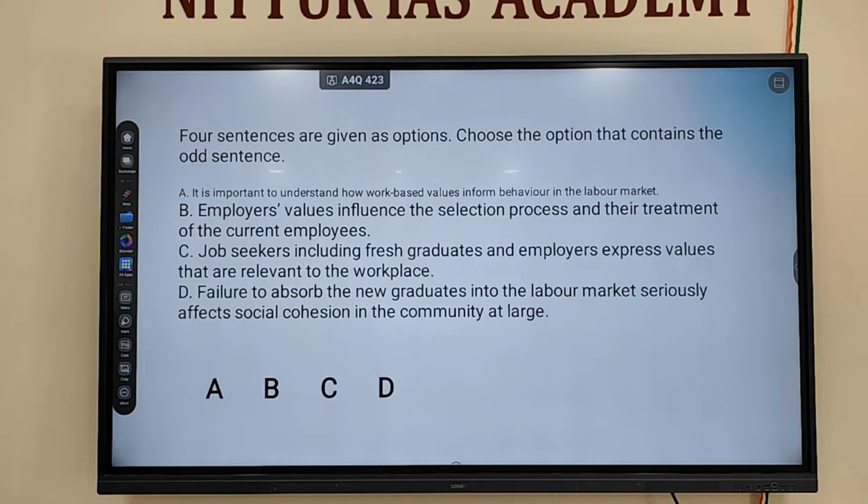What do you think, Pooja? Wait. Community at large. The option is C. The answer is C. Think about it. Why should the answer be C? Can we pause this a minute?